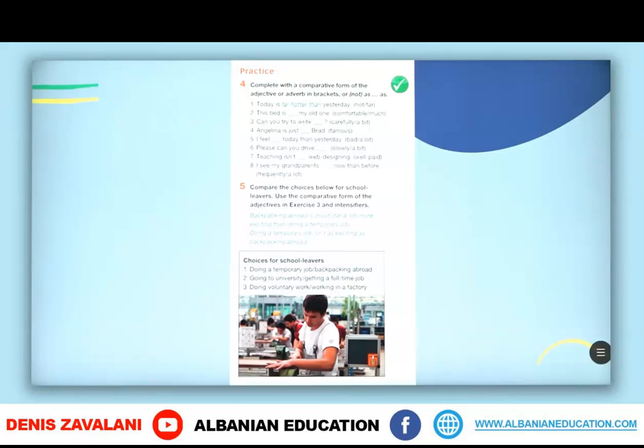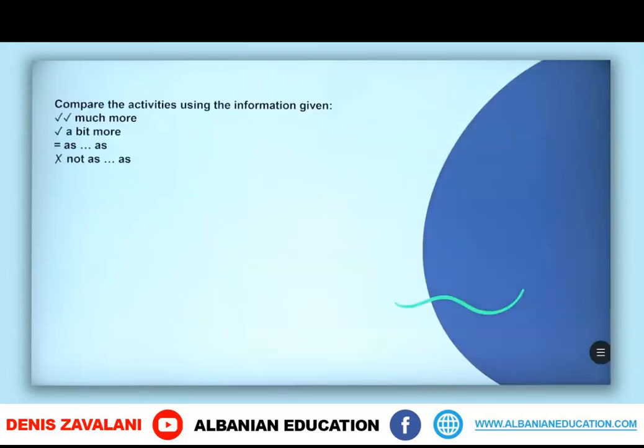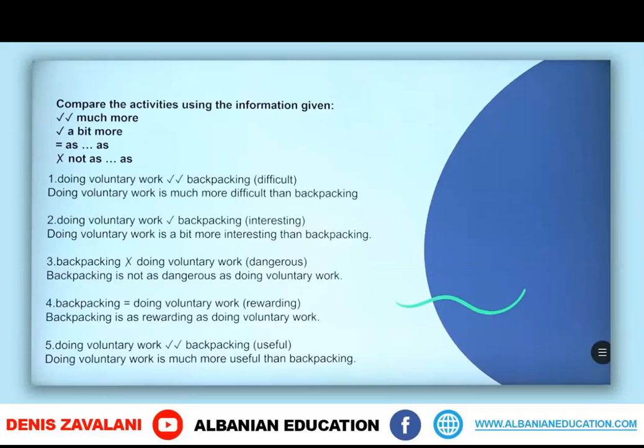Now we will continue with comparing the choices for school leavers. Here you will use a comparative form of the adjectives, as in exercise 3, and also intensifiers. Compare the activities using the information given. Now we will continue with comparing two activities using the information given. We will be using much more, a bit more, as, or not as.